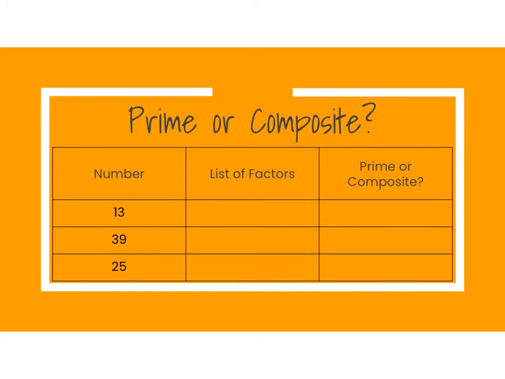Now let's look at some numbers and decide whether or not they are prime or composite. First, we'll look at 13. I need to think of all the factors that could be multiplied together to equal 13. The only ones I can think of are 1 and 13. So 1 times 13 equals 13. Because there are only two factors, this number is prime.